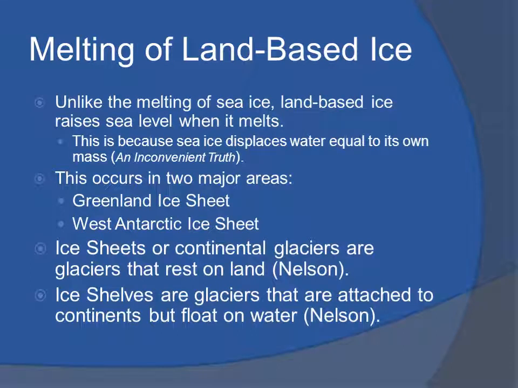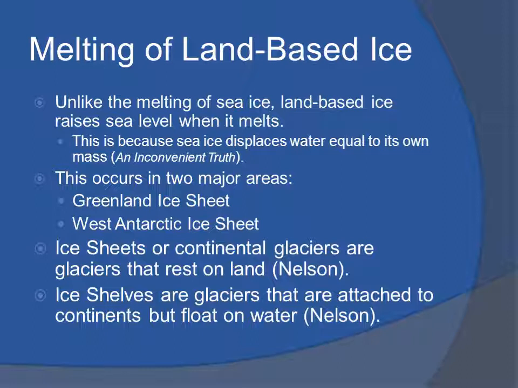Now that we've discussed thermal expansion, we can discuss land-based ice and how that affects sea level rise when it melts, which, as we saw earlier, is responsible for about 60% of sea level rise over the past 50 years. So when sea ice melts, it does not raise sea level because it displaces water equal to its own mass. So when the sea ice melts away, the water just readjusts and no change occurs. But this is not the case with land-based ice.